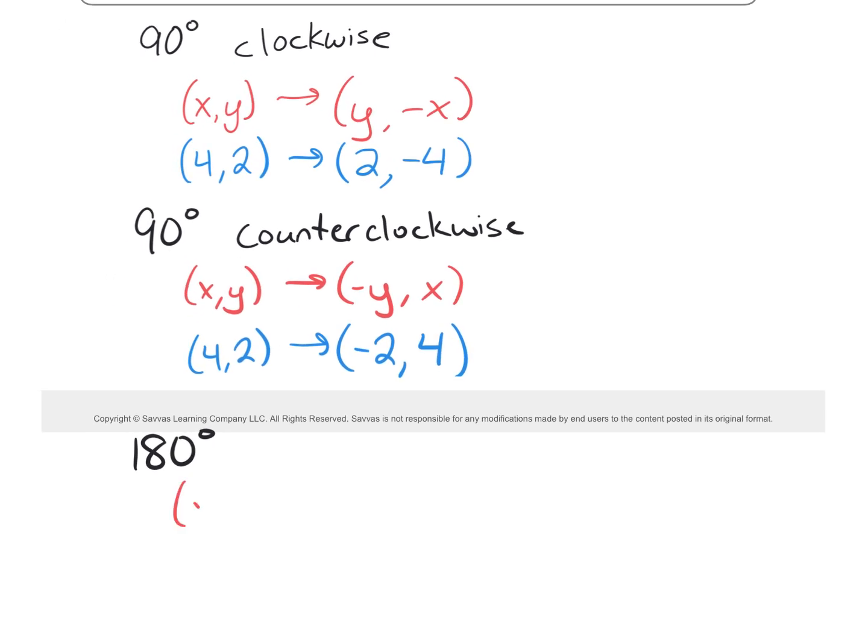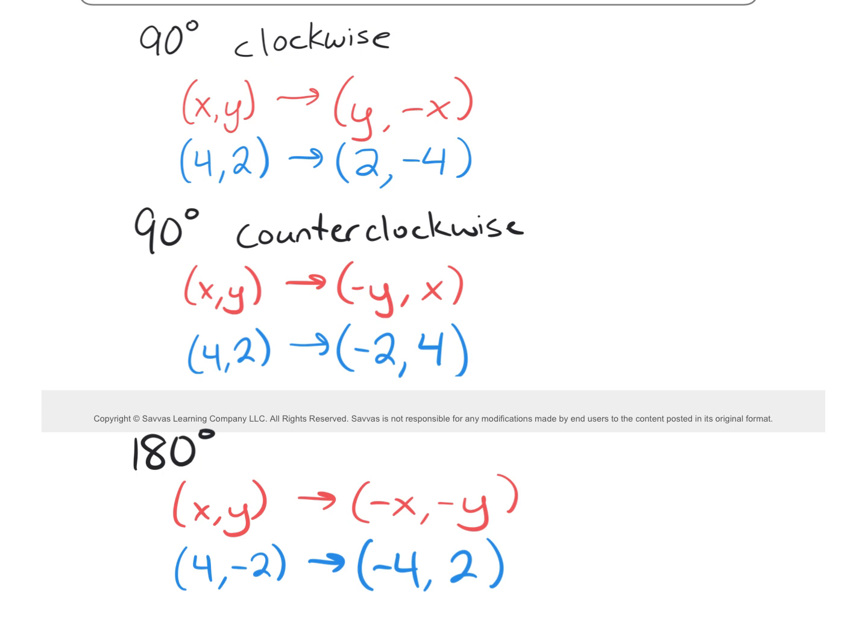180 degrees, the rule of that one is the nicer one. All it does is switch signs. I'm going to switch this one up. If I do (4, negative 2), what does that turn into? (Negative 4, 2). Yep, if it's positive, it turns to negative. If it's negative, it turns to positive.